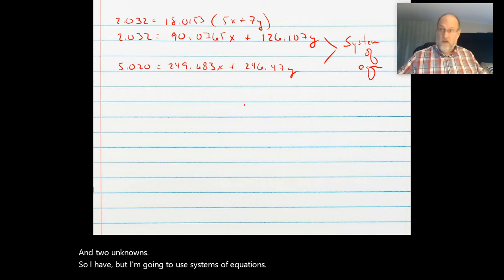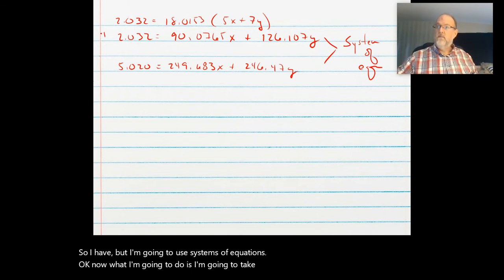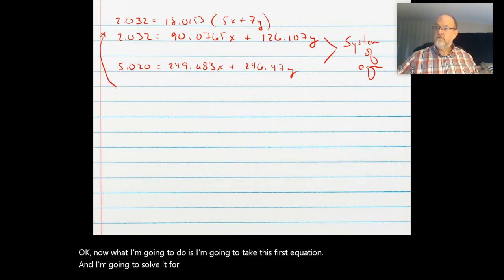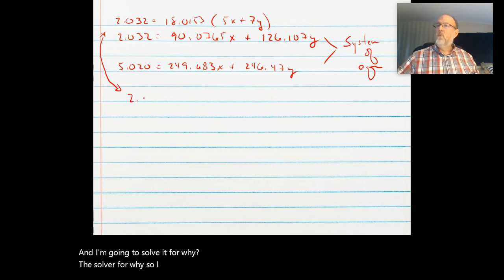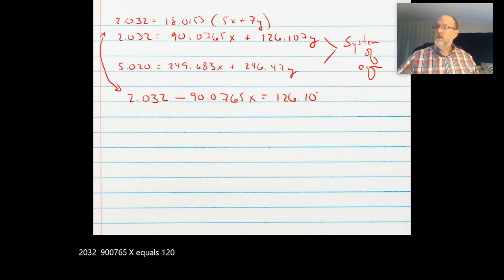Okay. Now what I'm going to do is take this first equation and solve it for y. So I get 2.032 minus 90.0765x equals 126.107y. I literally just pushed the 90 to the other side.